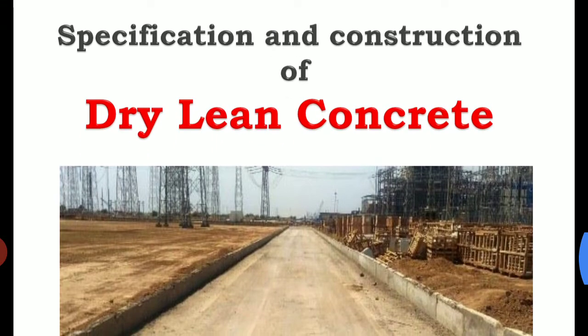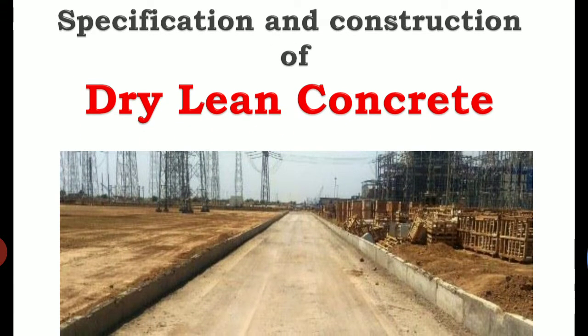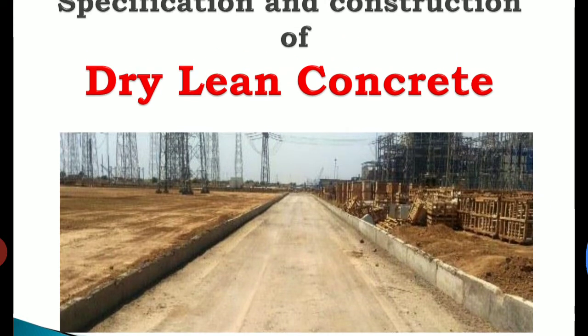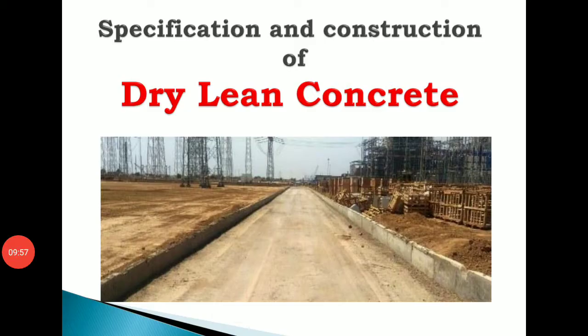And moving to the next type of the layer, that is specifications and construction of dry lean concrete. So this dry lean concrete is an important part of the modern rigid pavement, and it is plain concrete with a large ratio of aggregate to cement than the conventional concrete. And it is generally used as a base or sub base of the rigid pavement.